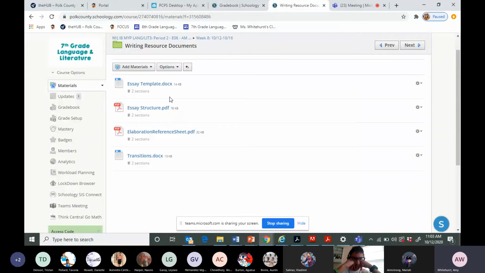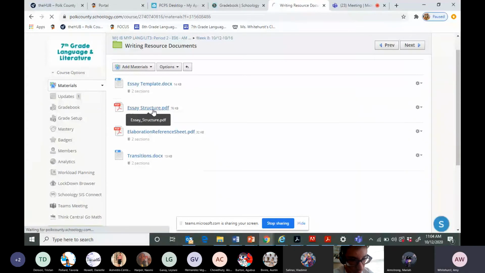Again, I did mention that as an 8th grade team, Miss Lavelle and I worked together to create these. She specifically created the template, I created the structure, but we worked together on the content, so they are very, very similar. The elaboration reference sheet is to give you more advice on what to do to strengthen your elaboration. I'm not going to look at that today because I don't want to overwhelm you with so much information, but we will review it a little later on. And then the transitions are just to help you think of different transitions in your writing.